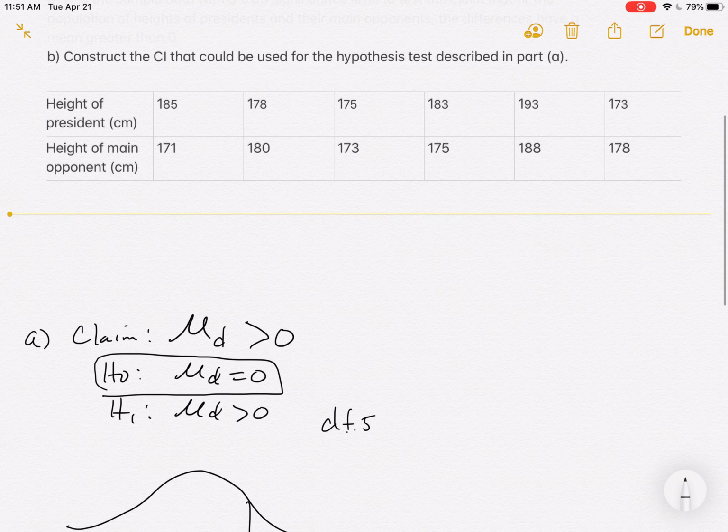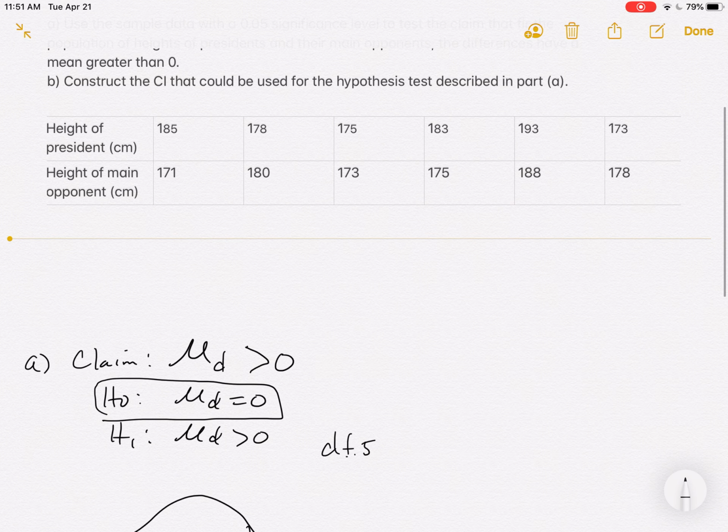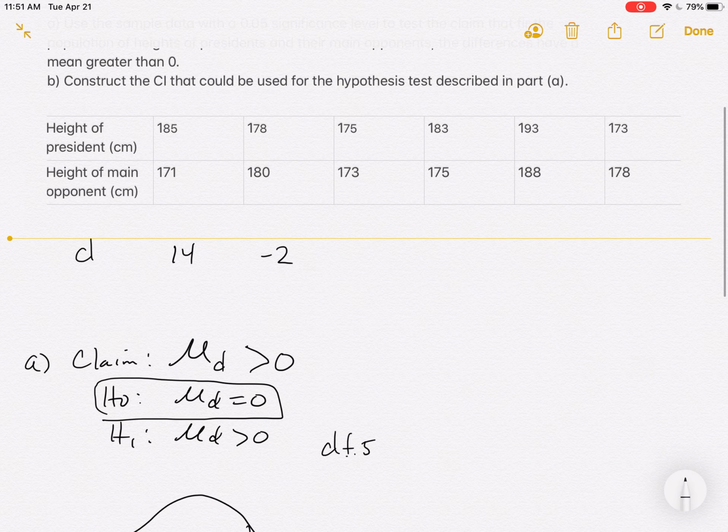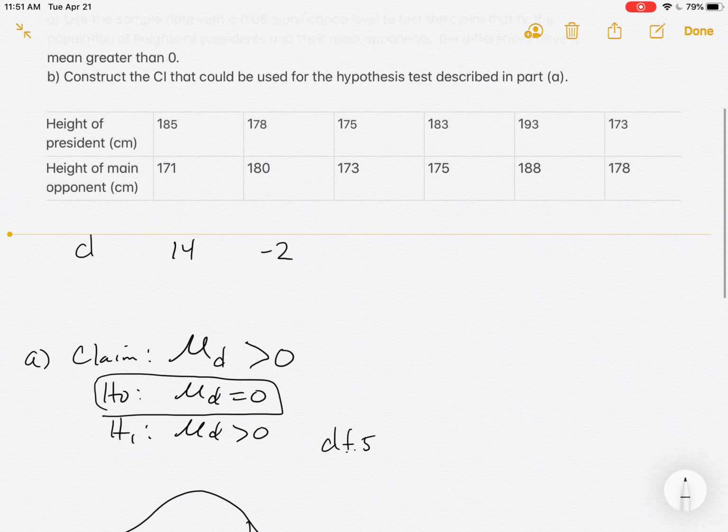Now what do I need? Well, I need differences. So as we go through this, we're going to need to get a difference row. And so I'm going to look at the 185 minus 171 and come up with 14. The first president was 14 inches taller. Then it's 178 minus 180, negative 2. The next president was 2 inches shorter. 175, 173, difference of 2.